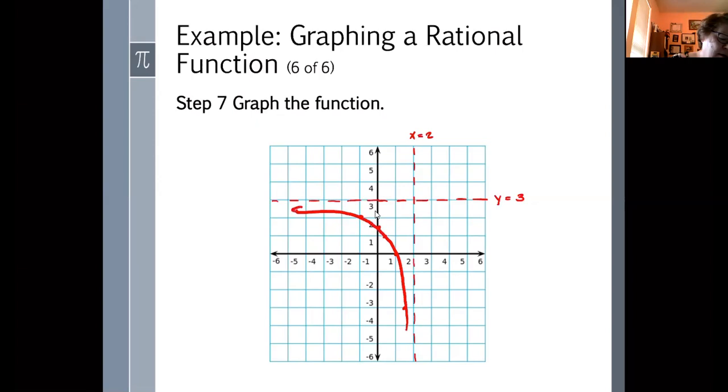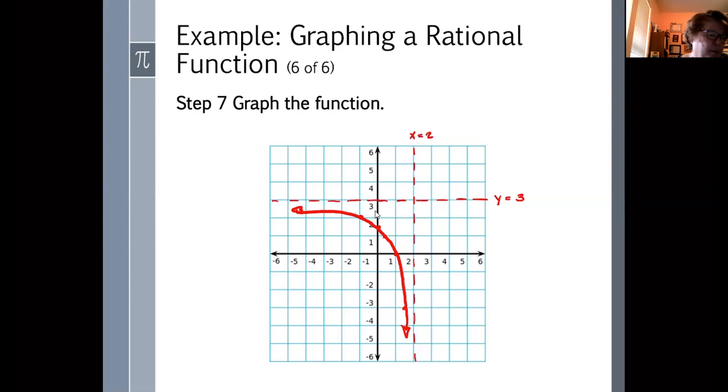So again, as it approaches that horizontal asymptote, as x is going to -infinity, it is approaching the value of that horizontal asymptote. So as x goes to -infinity, y is approaching the number 3. But as it approaches that vertical asymptote from the negative direction, y decreases without bound.